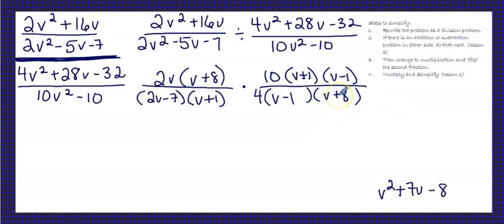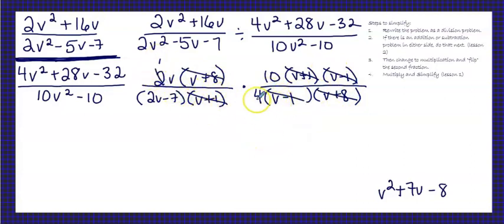So at this point, I can start canceling stuff because I've got everything factored. I've got it as a multiplication problem, so I can cancel stuff from numerator and denominator. I can't cancel stuff where both of them are on top or both of them on bottom. But anything that is numerator and denominator, I can cancel. So here's a v plus 1, a v plus 8, a v minus 1. And I can also cancel this 2 and this 4.